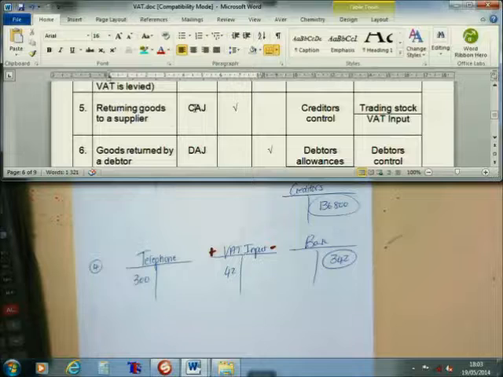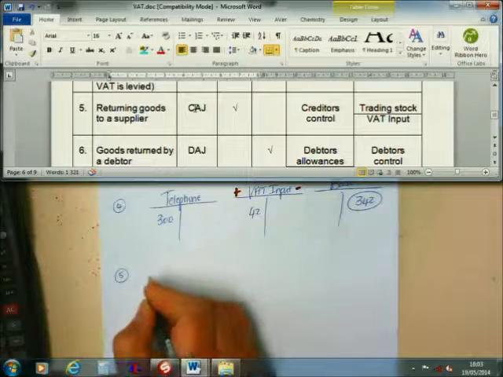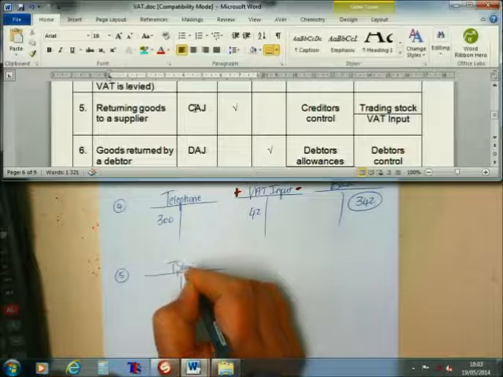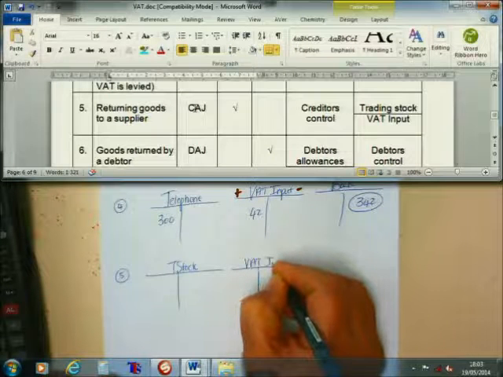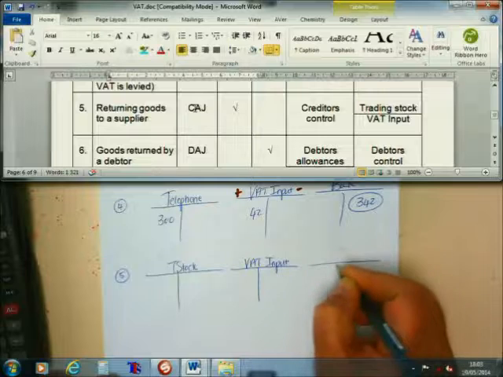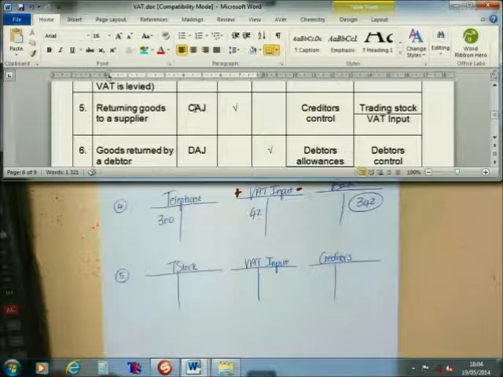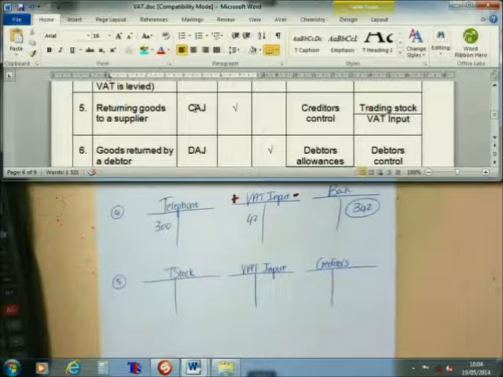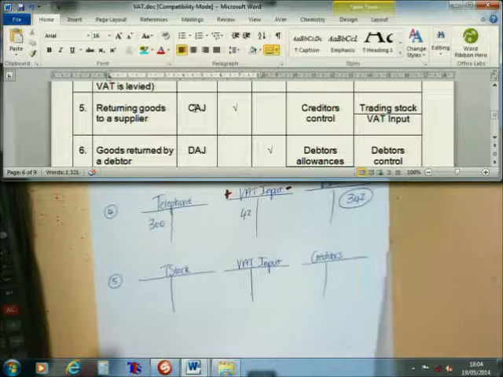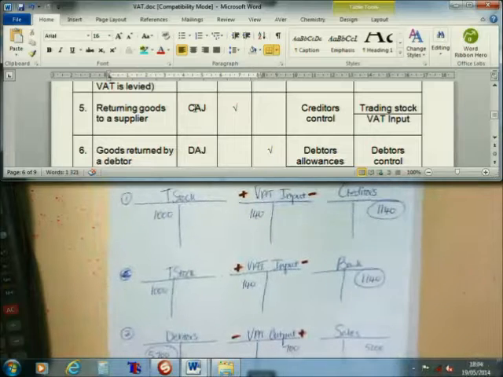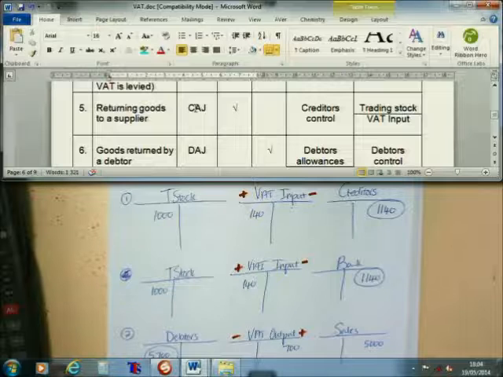Returning goods to a supplier. This is an interesting one. Okay. Returning goods to a supplier. We've got the trading stock. When we bought this, it was VAT input. And we bought it from the creditors. Okay? It's basically number 1, I think. Where we bought. We sent back half of the stock. We returned half of the stock.